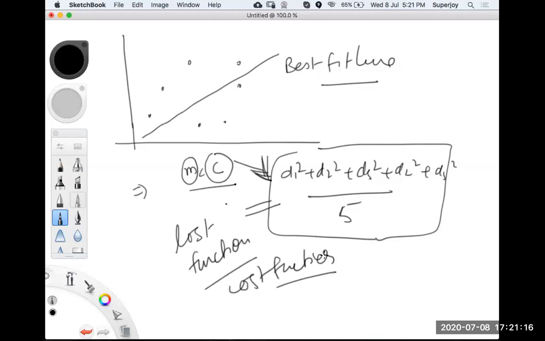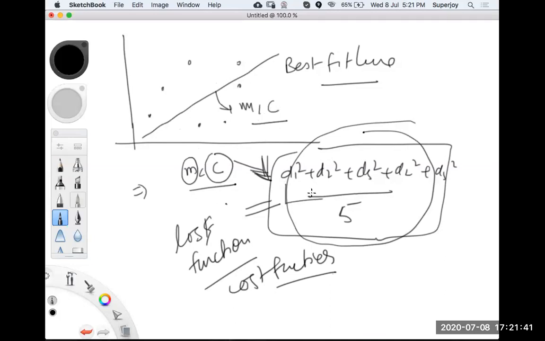So in linear regression, we have to focus on this equation, and this equation is called a loss function, or cost function. How do we minimize the losses, how do we minimize the cost? We have to draw a best fit line. That means we have to identify the values of M and C in such a way that we always get the minimum of this expression.